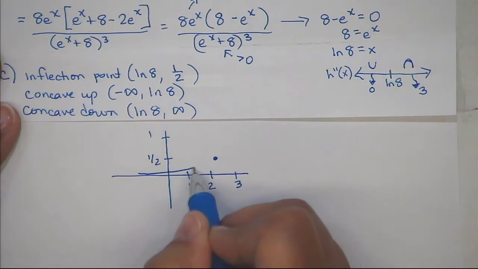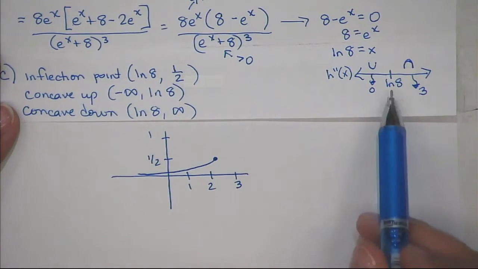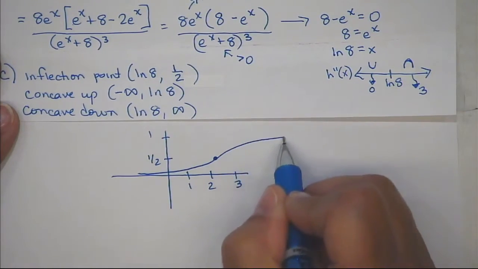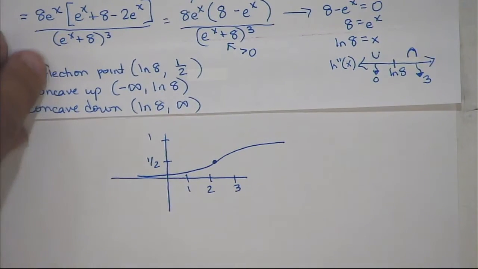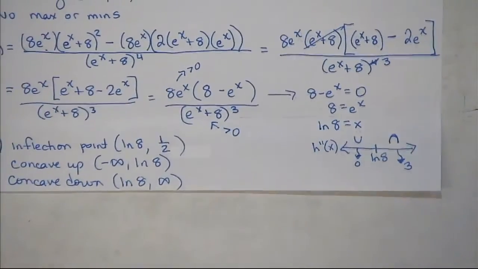So that's increasing, concave up. And then after the natural log of 8, we're going to be concave down, but still increasing. So if you try to put that in your calculator, it'll look similar to that. Okay, so that's all that graph does. It's always increasing. It's always positive. Concave up on one side, concave down on the other. Okay? All right, that was a fun one.